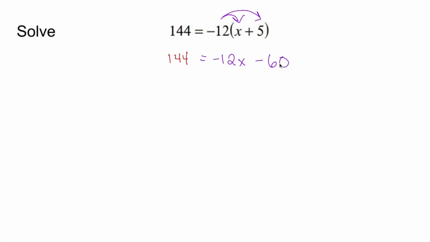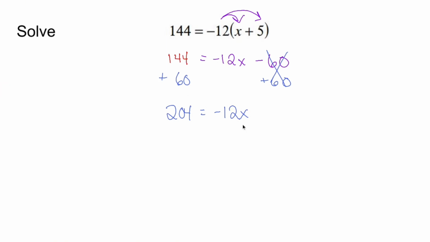Whenever you have a two-step equation, when you're multiplying, dividing, and adding, subtracting, you're always going to want to get rid of the thing that you're adding or subtracting first. Since we're subtracting 60, we want to do the inverse of subtracting 60, which is adding 60 to both sides, like so. This crosses out. 144 plus 60 is 204 last time I checked. Drop down the equals negative 12x, and now we have just one step to go.